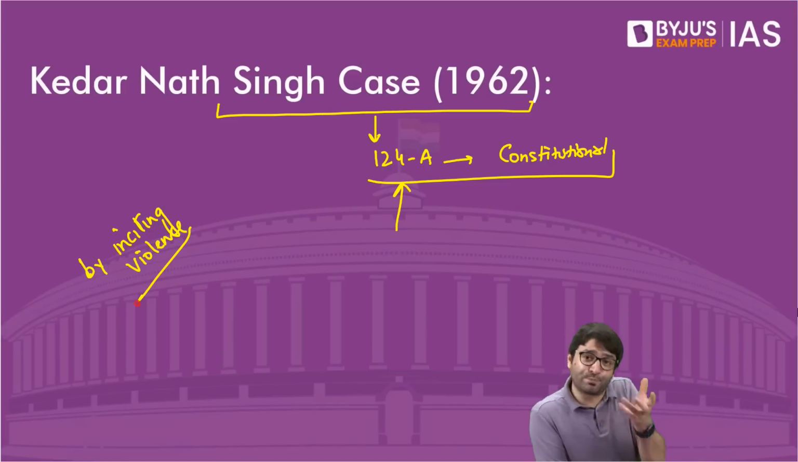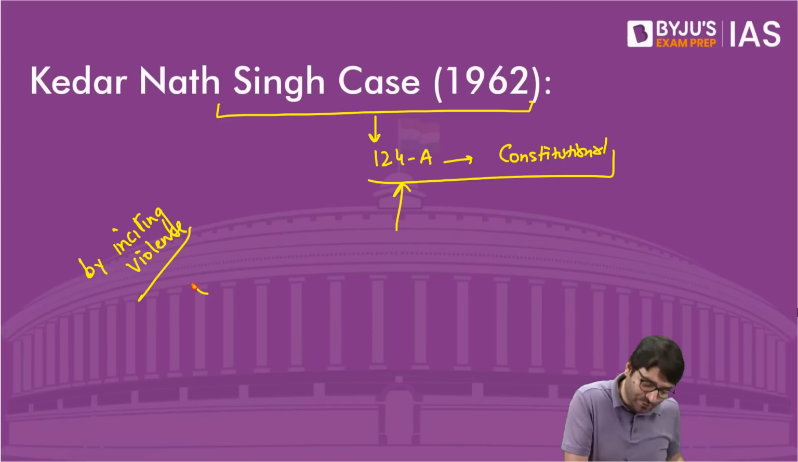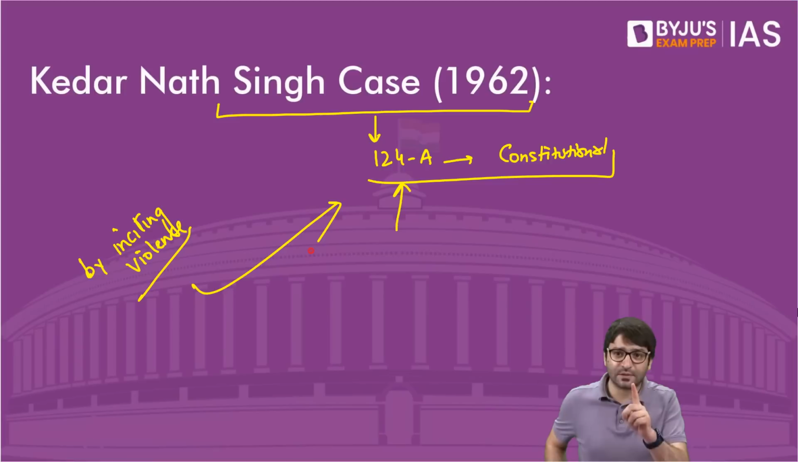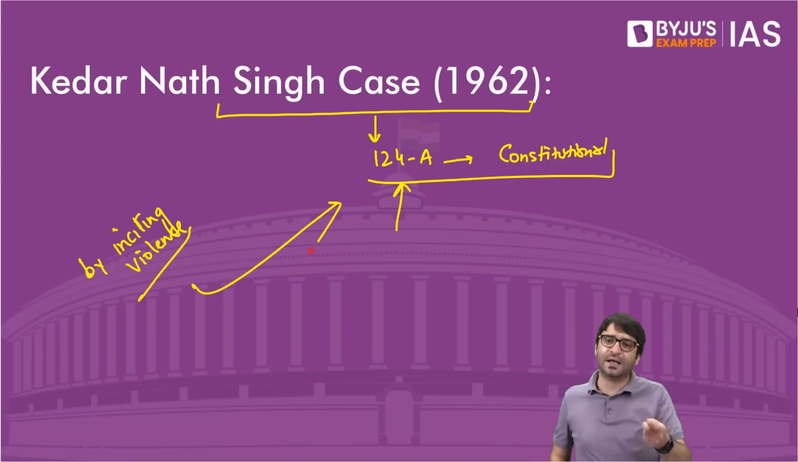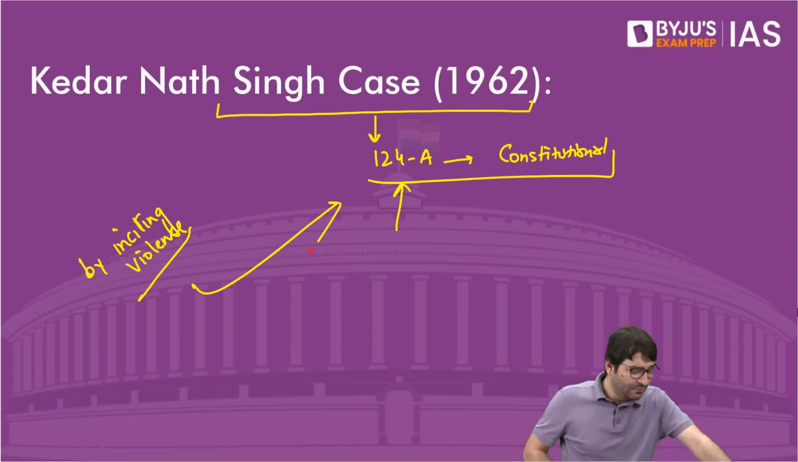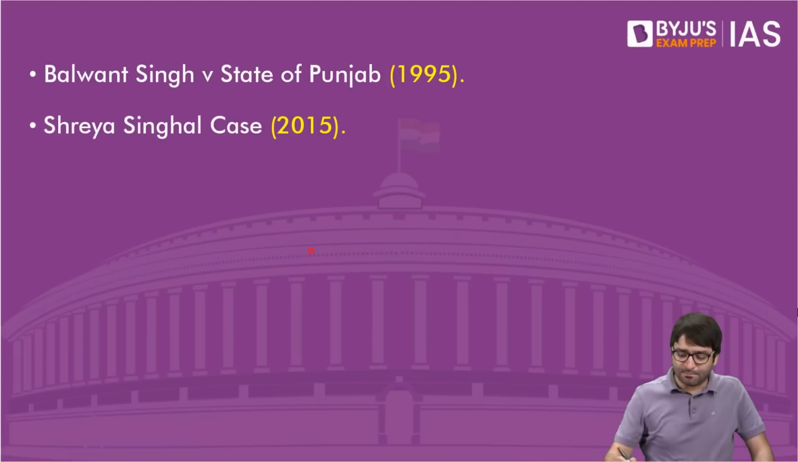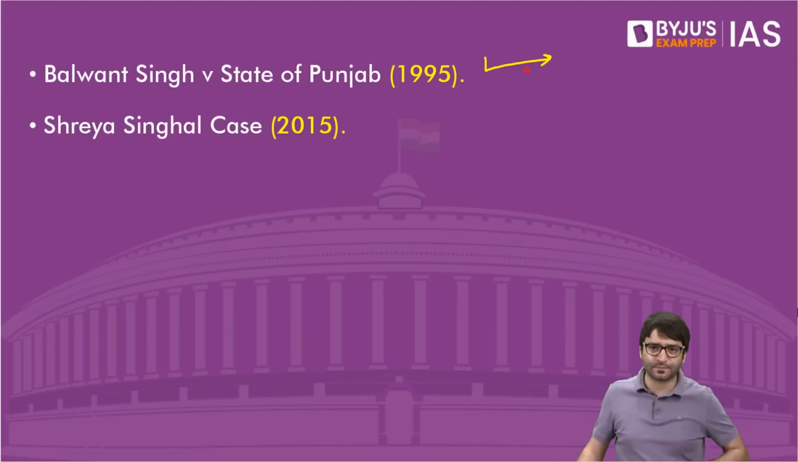Promoting disaffection through peaceful means is allowed. But if you promote disaffection by inciting people to violence, this is not allowed. This would be sedition. So anybody who is inciting people to violence to overthrow the government, to promote disaffection against the government, that is sedition. Further, in Balwant Singh versus State of Punjab, some important matters were brought before the court.